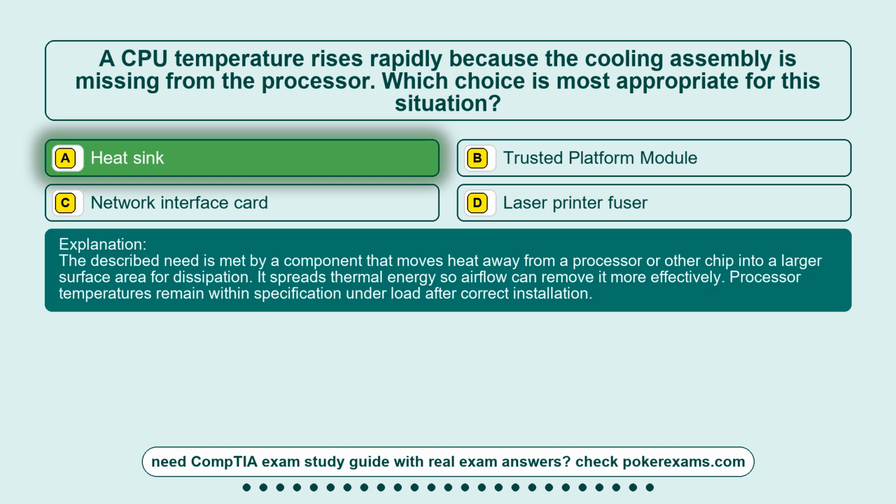The described need is met by a component that moves heat away from a processor or other chip into a larger surface area for dissipation. It spreads thermal energy so airflow can remove it more effectively. Processor temperatures remain within specification under load after correct installation.